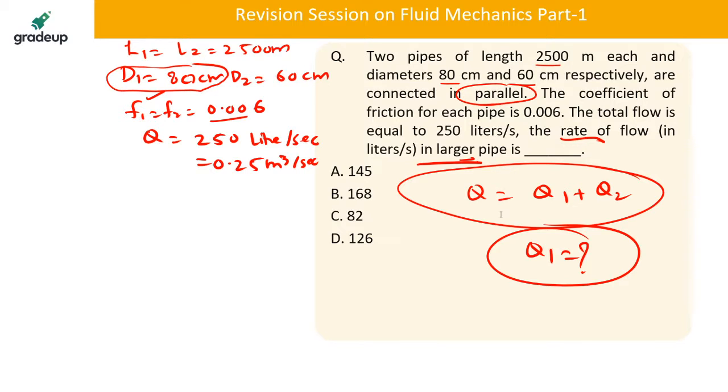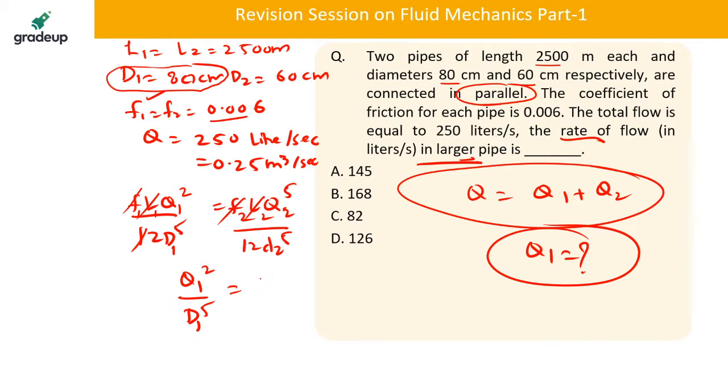It is a pipe in parallel connection, so obviously the head loss will be the same. What is the head loss formula? The head loss is F L Q square divided by 12 D power 5. So head loss will be the same: F1 L1 Q1 square over 12 D1 power 5 equals F2 L2 Q2 square over 12 D2 power 5. F1 and F2 will get cancelled out, L1 and L2 will get cancelled out. We can simply say that Q1 square divided by D1 power 5 is equal to Q2 square divided by D2 power 5.